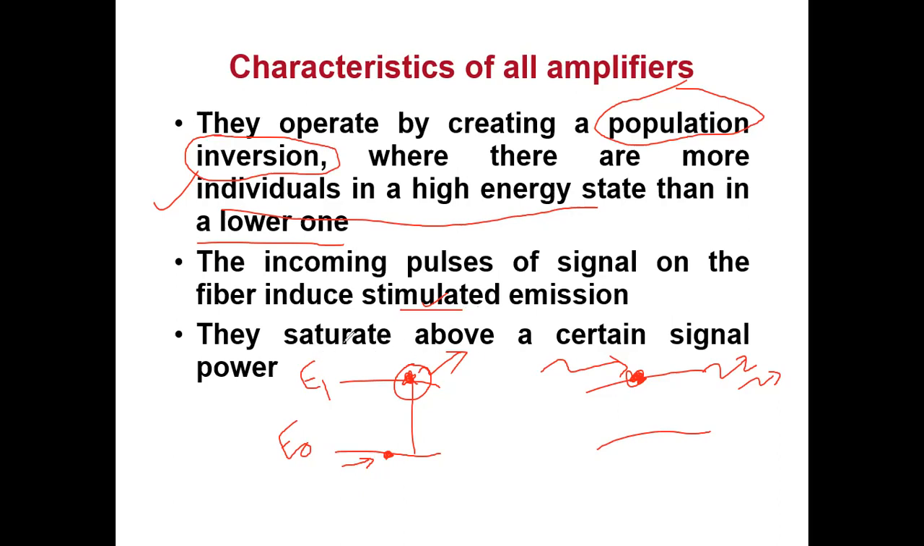saturate above a certain signal power. This process can continue till a particular point. ऐसा नहीं है कि with this amplifier I can amplify with a gain of 100, and the next amplifier, ठीक है, मुझे gain of 1000 चाहिए. No, I cannot do that. Every amplifier saturates above a particular power level.